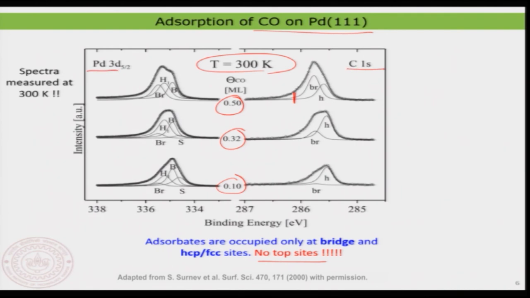So you are not seeing that. Like in the previous case, you mostly see the occupation at the HCP site. Then as the concentration increases, you have occupation at the HCP or FCC site and the bridge site. And when you increase the coverage, you have slight variation in the coverage, but there is no top site observed. So the top site should have been observed at this position as per the previous reference.